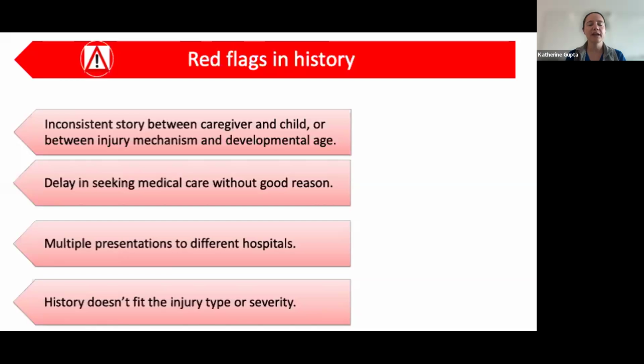And then finally, if the history of the story doesn't fit the injury type or severity. So another example here would be a child who has a relatively minor injury, like a toddler who tripped over their own foot and fell to the ground in a fairly low velocity fall, comes in with a femur fracture and a forearm fracture and a skull bleed. Like that's very unusual. It's just not the right mechanism for those types of injuries. Next slide.